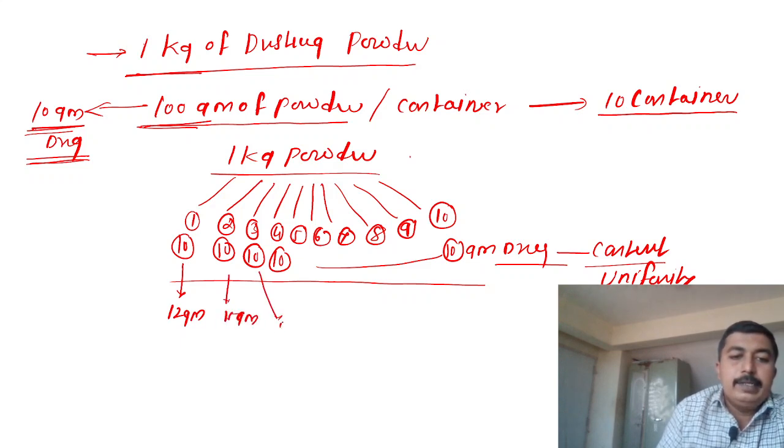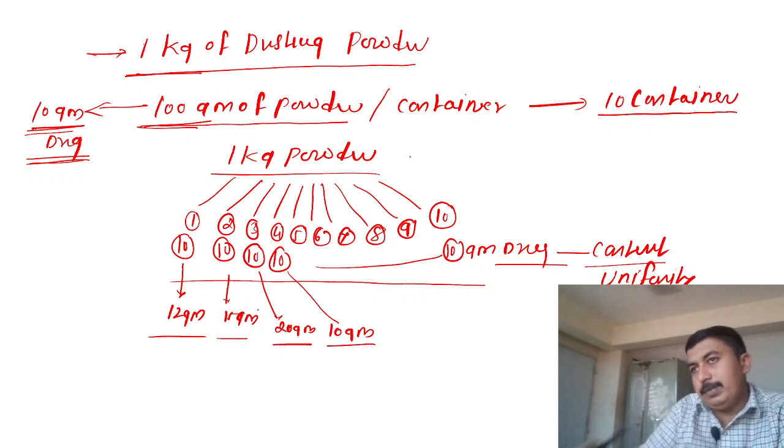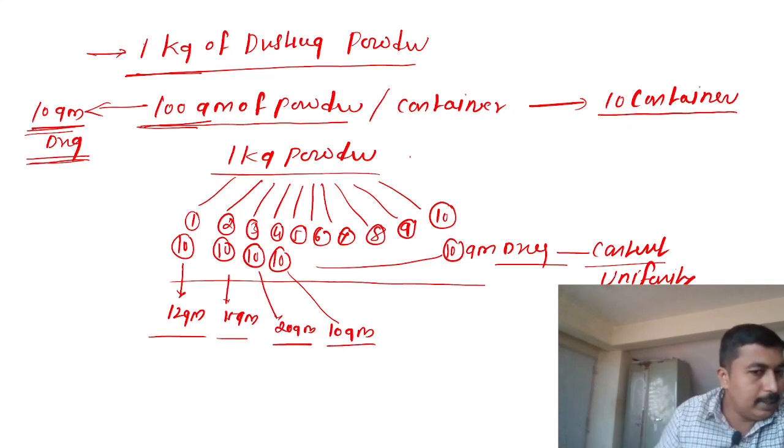Third container, let's say, I will get 20 gram drug. Fourth container, let's say, I will get 10 gram drug. So here is non-uniform drug in containers. Quantity of drug in all containers is not uniform. See, in first container 12 gram, second container 15, third container 20, fourth container 10 gram. This is non-uniform distribution of drug in a container.